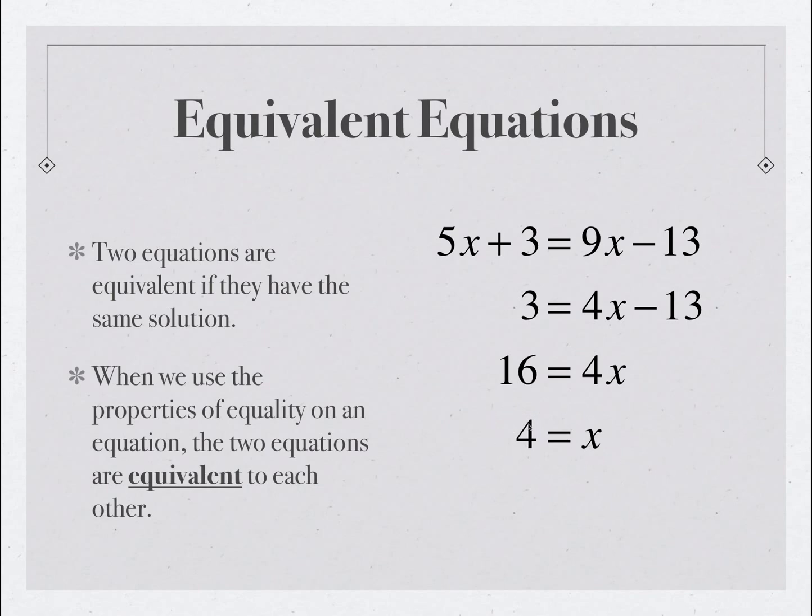We can verify that these two equations have the same solution by substituting 4 for x in this equation. So 5 times 4 is 20, plus 3 is 23. 9 times 4 is 36, minus 13 is also 23. So this first equation has a solution of 4. This last equation has a solution of 4, so those two equations are equivalent.